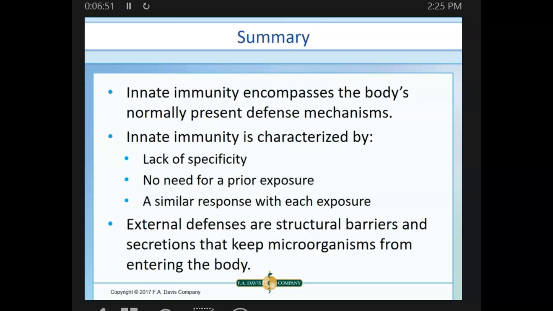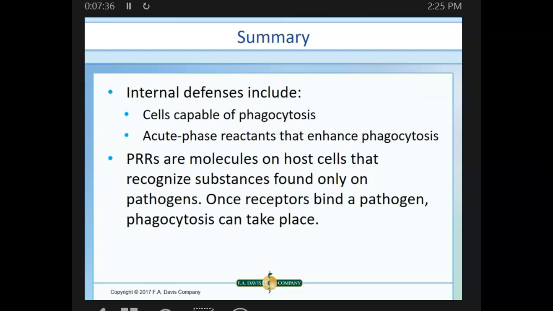So let's summarize what we discussed in this lecture. The innate immunity encompasses the body's normally present defense mechanisms, like skin. Innate immunity is characterized by lack of specificity, no need for prior exposure, and a similar response with each exposure. Our external defenses are structural barriers and secretions that keep microorganisms from ever entering the body. Our internal defenses include cells capable of phagocytosis, and acute phase reactants that enhance phagocytosis.